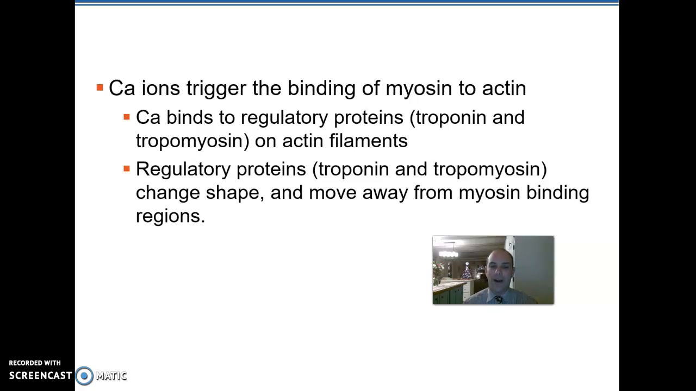Your goal now is to be able to answer the bottom part of that note that says, what is the summary of the sliding filament theory? Give as many things as you can. This is an open-ended question on your next test. Do that question and then come back into class and we'll discuss it.